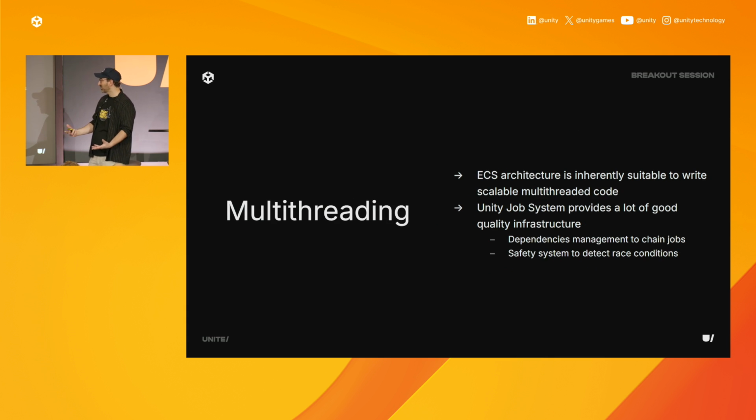And finally, the multi-threading point of this is that this architecture is inherently excellent for multi-threading, and it allows us to write scalable code. With multi-threading comes the problem of race conditions, which is one problem that has been very hard to solve in the past. Unity provides a very good toolchain and a very good infrastructure to detect race conditions early on, so you don't end up with all these kinds of bugs that you will never reproduce or never solve.